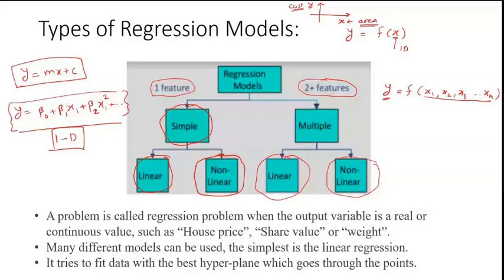So a problem is called a regression problem when the output variable is continuous. We have seen this, many different models can be used. The simplest is linear regression. It tries to fit the best hyperplane. When you go to many dimensions, instead of calling it a plane, you call it a hyperplane. So plane and hyperplane is just a matter of dimension. When you say 3D case, you say plane. When it is more than 3 dimensions, you say hyperplane.